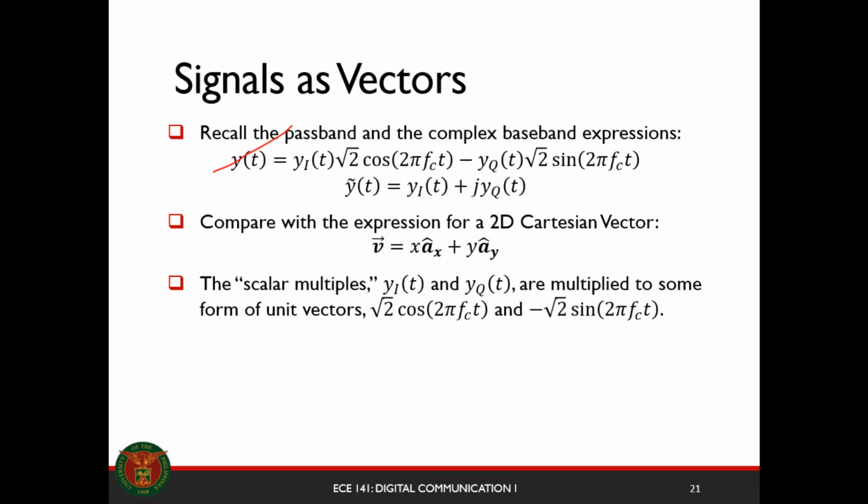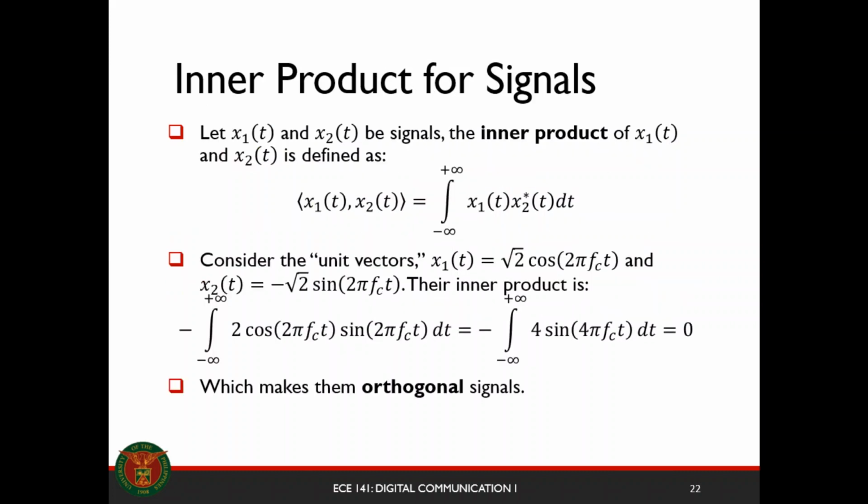So if it's a vector space, our signals should have what we call an inner product. Let's define the inner product. The inner product between two signals is defined as the integral of their product. So let's see how that definition holds. If we take the inner product of the unit vectors with themselves, they should be 1.